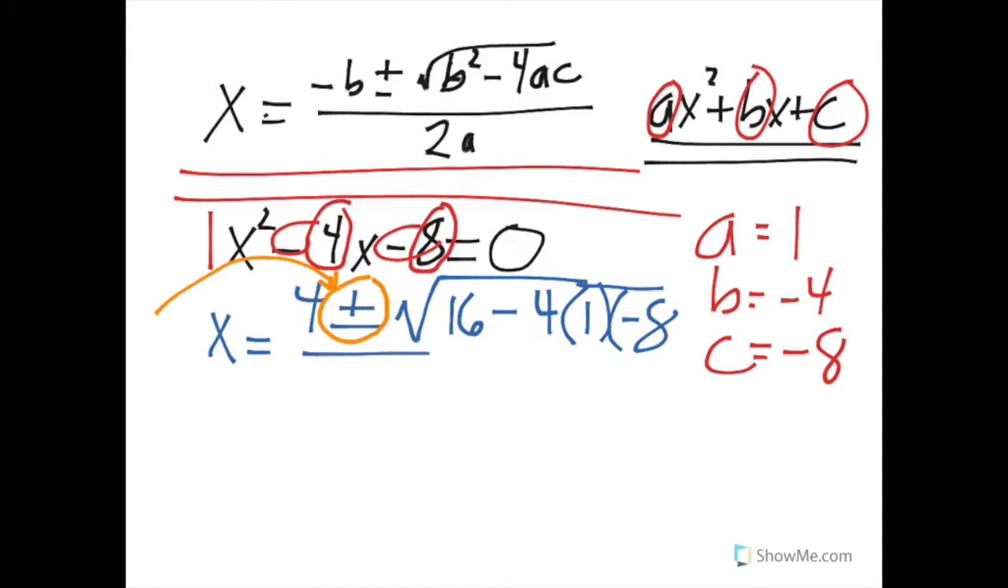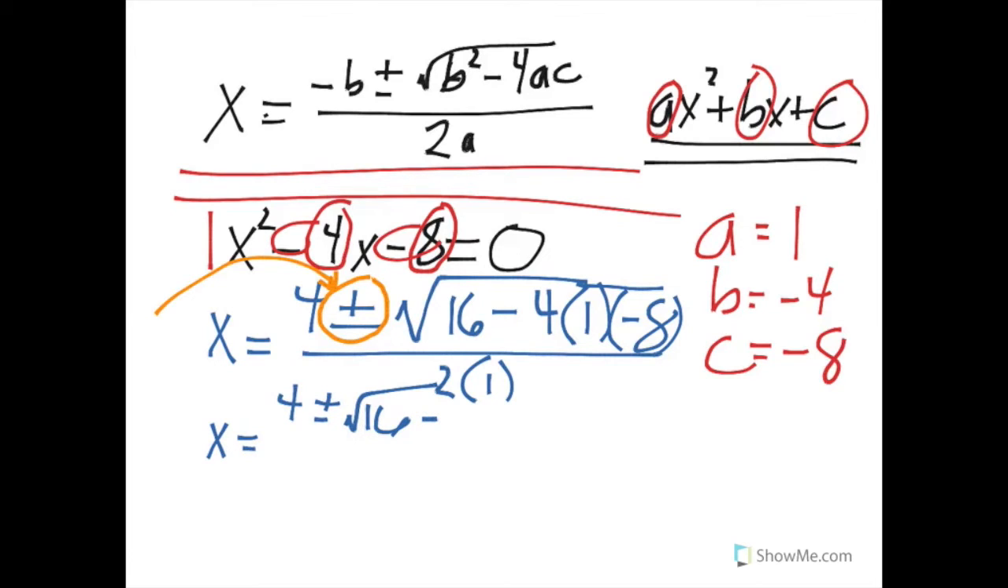Okay, now we just have the bottom part of the equation, and you have 2 times 1. Oh, that's lovely. You just have 2 there now. All right, so now let's do some simplifying. X is equal to 4 plus or minus, and then we have 16 minus, or now it's going to become plus because you have a negative 4 times a negative 8, which is a positive 32. And then it's all over 2.